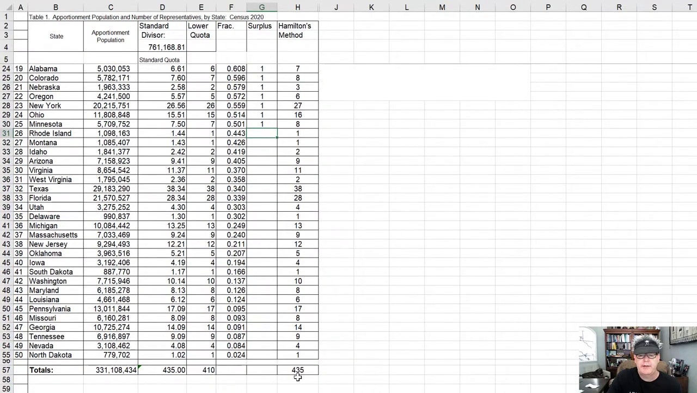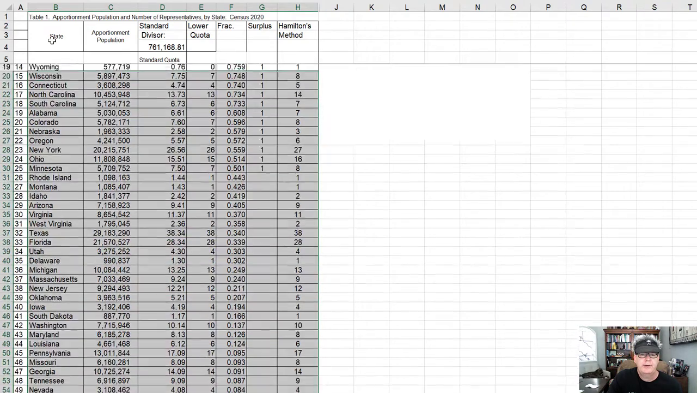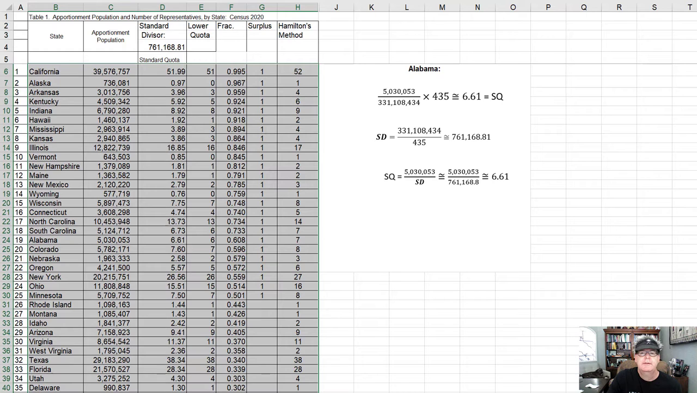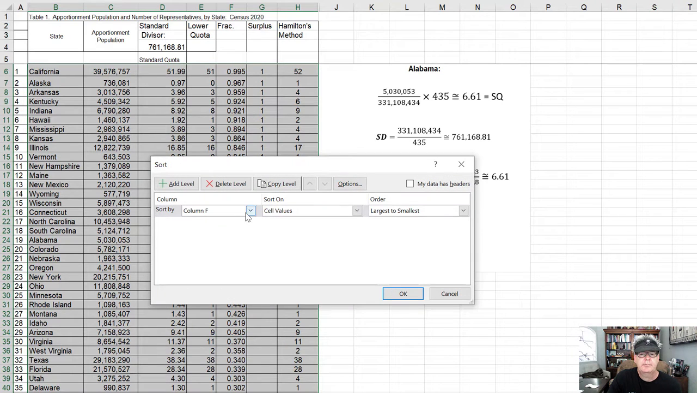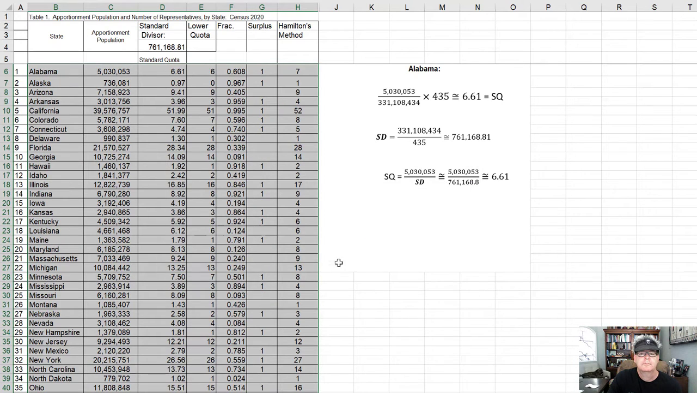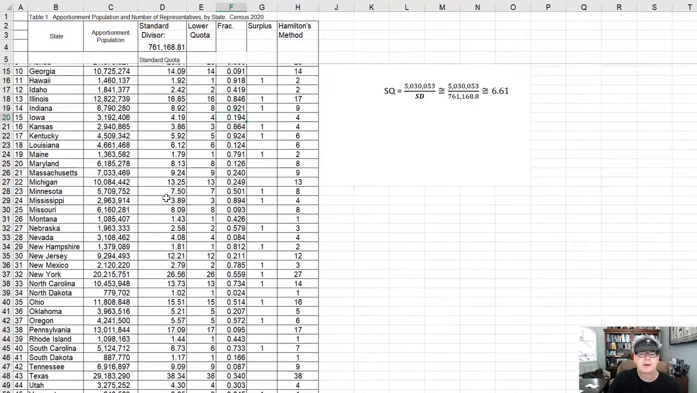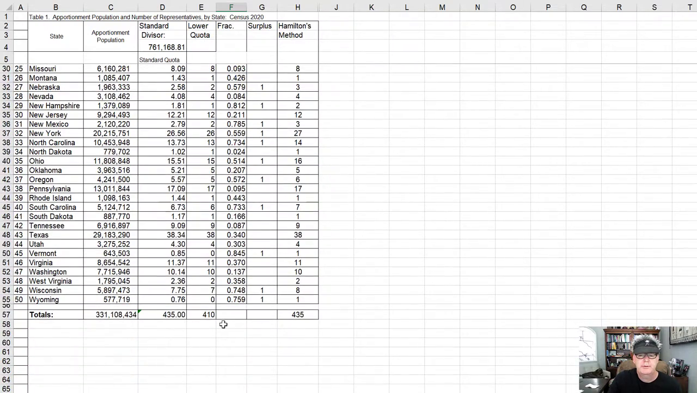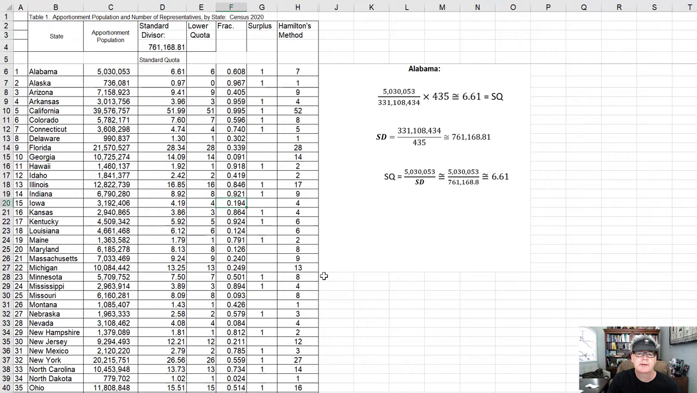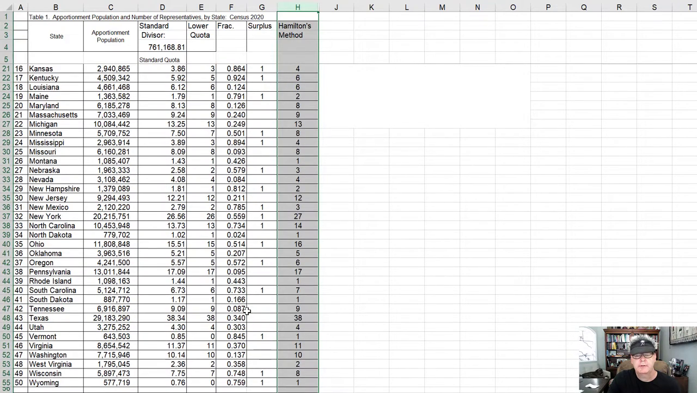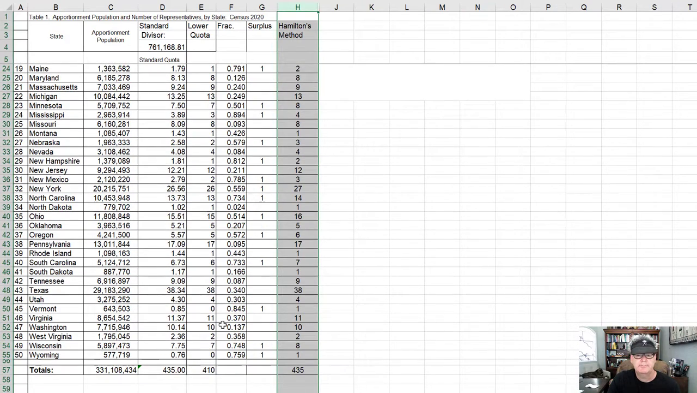So now we've given out 435 seats, and if I just rearrange the states back to alphabetically, we have our apportionment due to Hamilton. So there's the 435 seats. This column here is how many seats or representatives each state will get. So it's pretty straightforward.